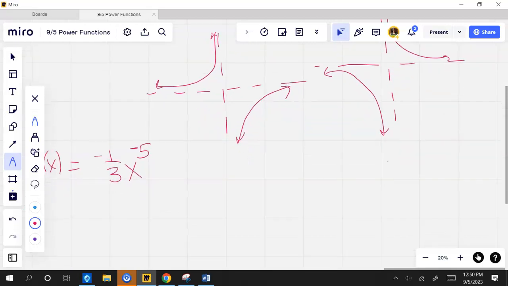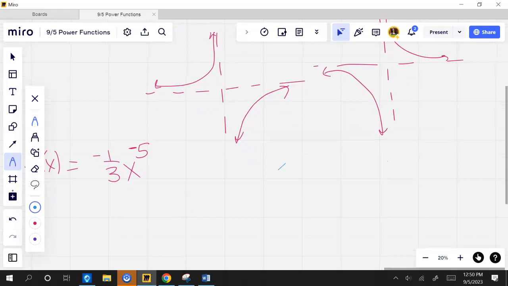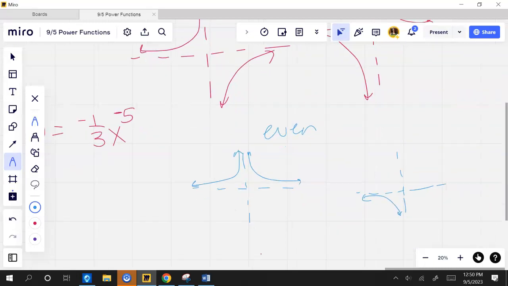The evens, though, are going to look... But what's the function going to look like? These are the equations whenever your negative exponent is even. This is what they're going to look like. You still have those asymptotes?